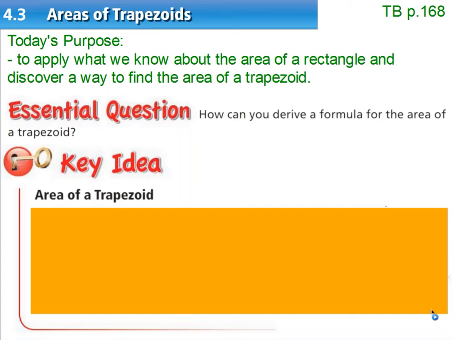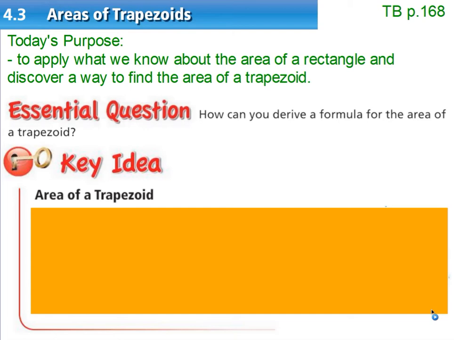Today we are going to be talking about the area of trapezoids, and this is on page 168, lesson 4.3 in your Big Ideas textbook. Our purpose is going to be to apply what we know about the area of a rectangle and discover a way to find the area of a trapezoid based on that information.